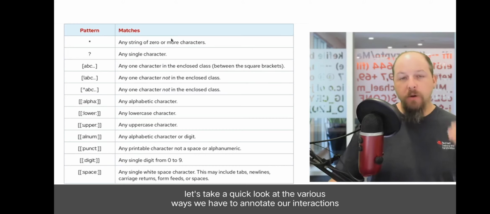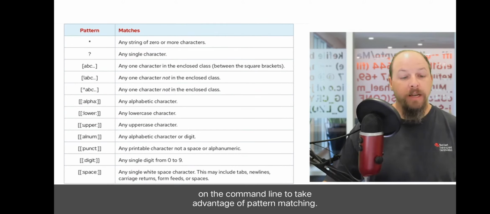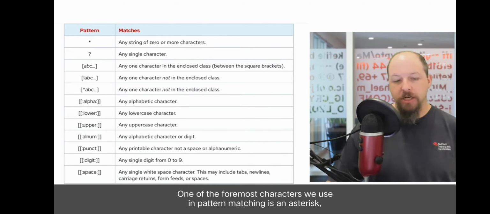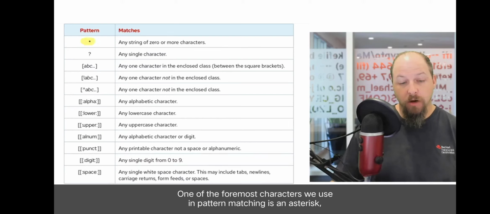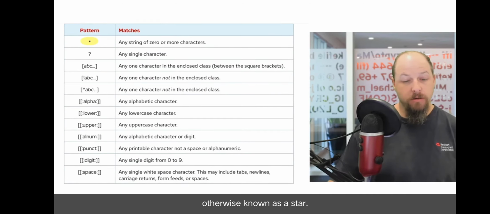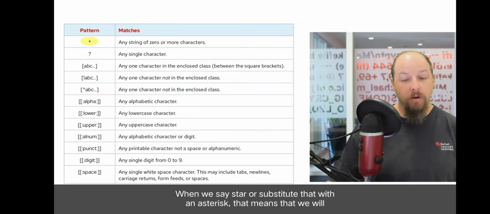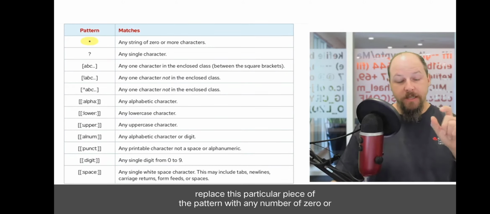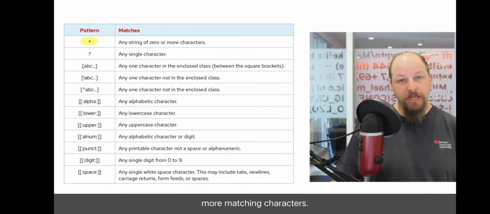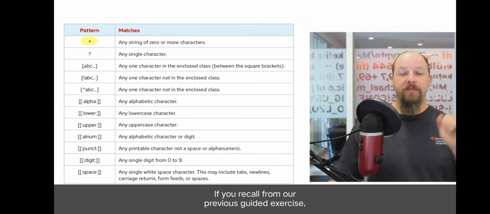We'll use many of these in the terminal in just a moment, but let's take a quick look at the various ways we have to annotate our interactions on the command line to take advantage of pattern matching. One of the foremost characters we use in pattern matching is an asterisk, otherwise known as a star. When we say star or substitute that with an asterisk, that means that we will replace this particular piece of the pattern with any number of 0 or more matching characters.